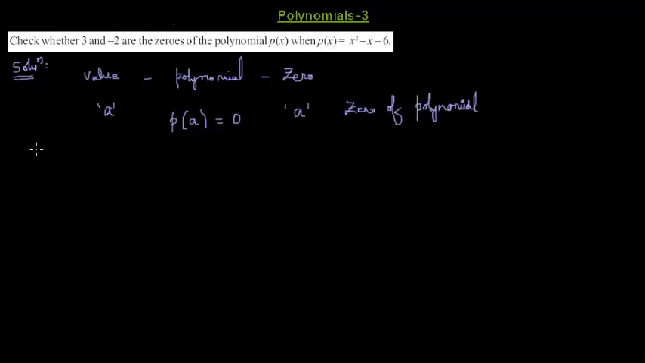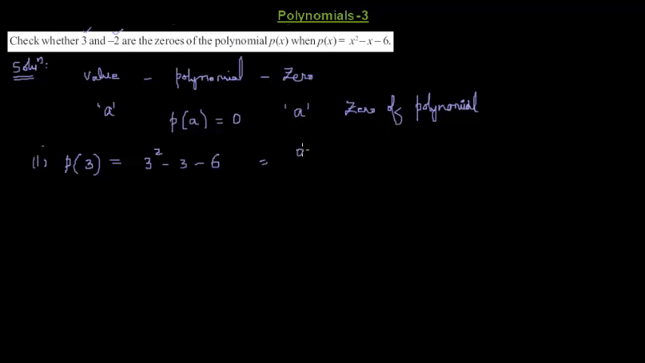Now let us find out whether 3 and minus 2 are zeros of polynomial p of x is equal to x square minus x minus 6. So, I have to find the value of p of 3. That means, instead of x, I have to substitute 3. 3 square minus 3 minus 6. What is the value of this?